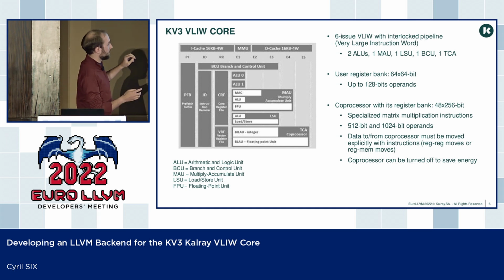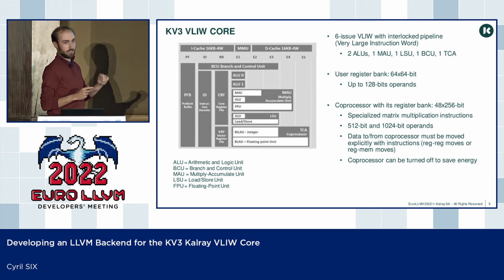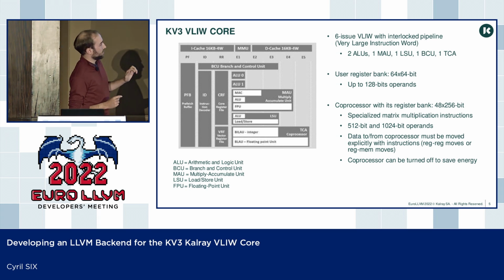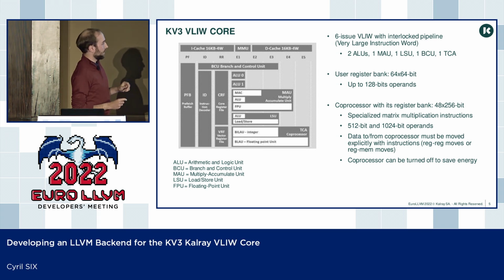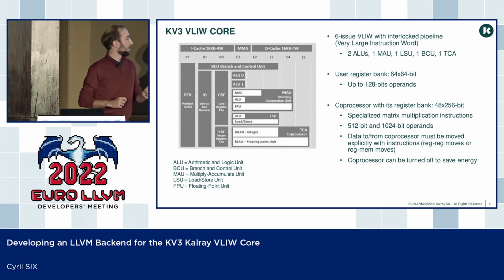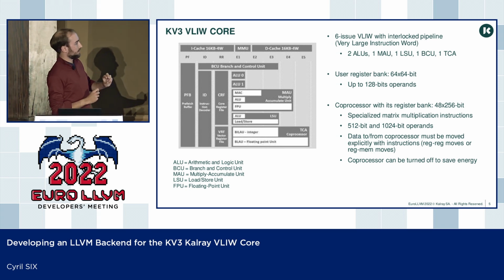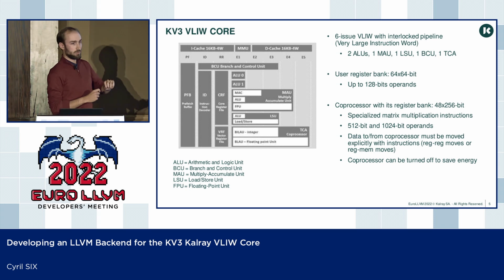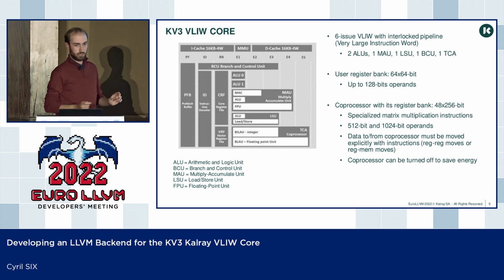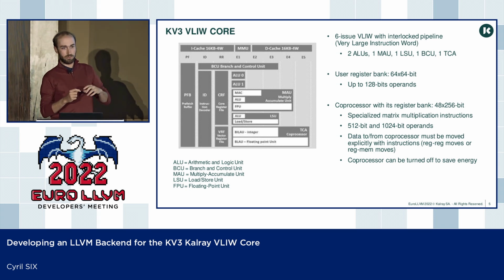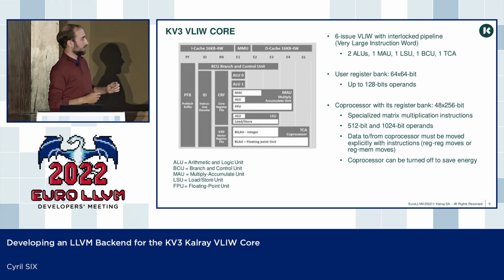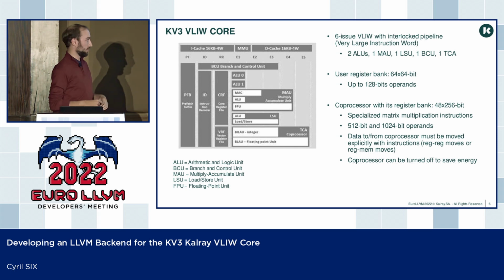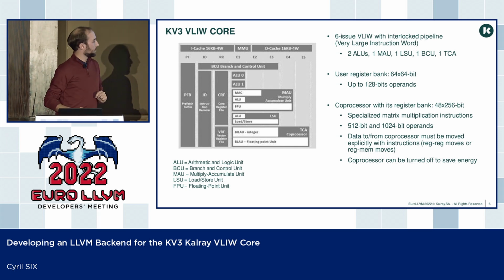The core processor has 64 registers of 64 bits, but the coprocessor has its own register bank of 48 registers of 256 bits and has specialized matrix multiplication instructions. But the tricky part is that in order to use this, you need to move the data with special instructions. First you move the data, then you write the instruction for the TCA, and then you write back the data into memory or into the core registers.